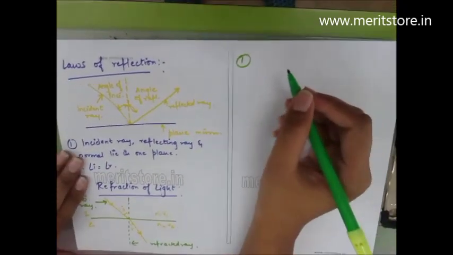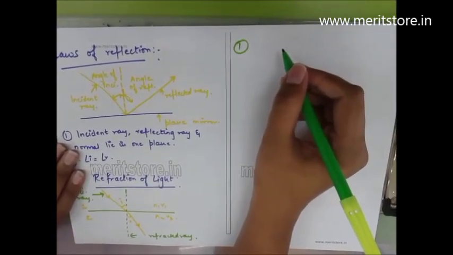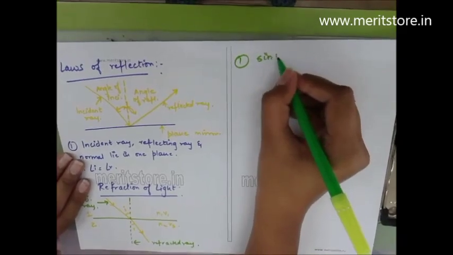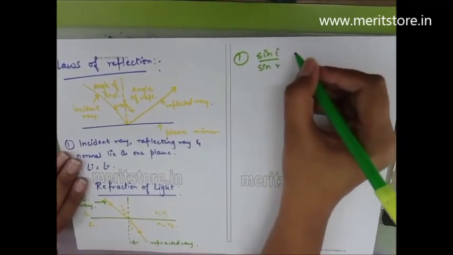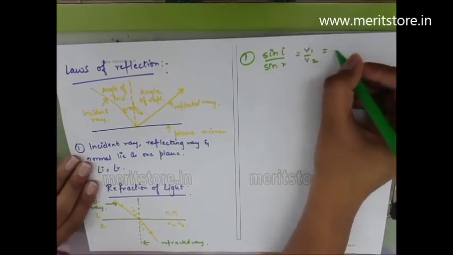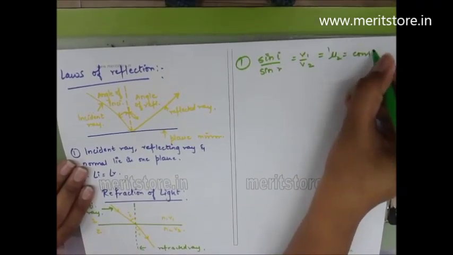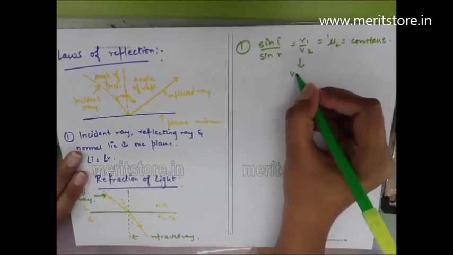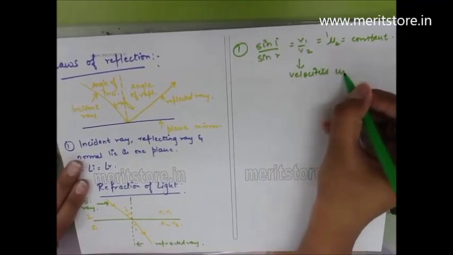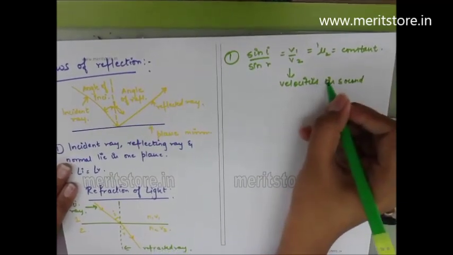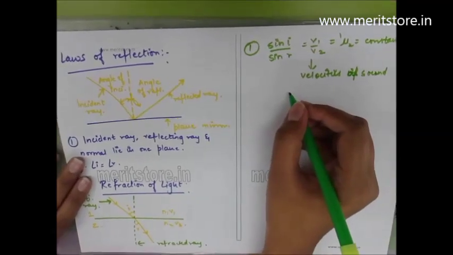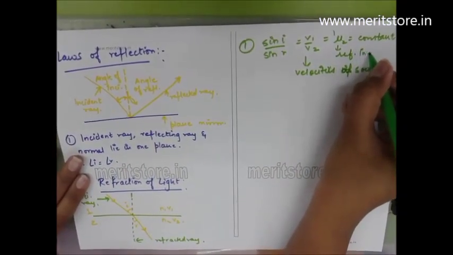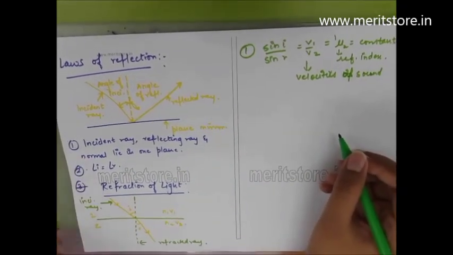First point, the sine of the angle between the incident ray and the normal bears a constant ratio to the sine of the angle between the refracted ray and the normal. It can also be given as sin i by sin r is equal to v1 by v2, which is a constant. Here v1 and v2 are the velocities of sound in the first and second medium respectively. Mu1, mu2 is the refractive index of the second medium with respect to the first.